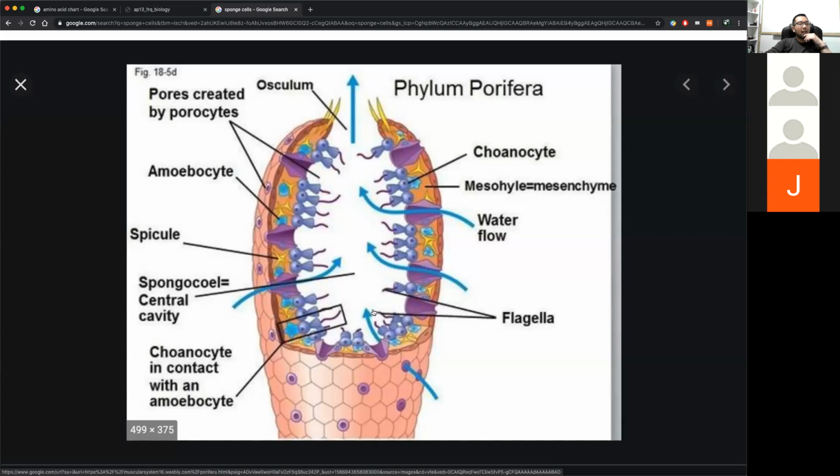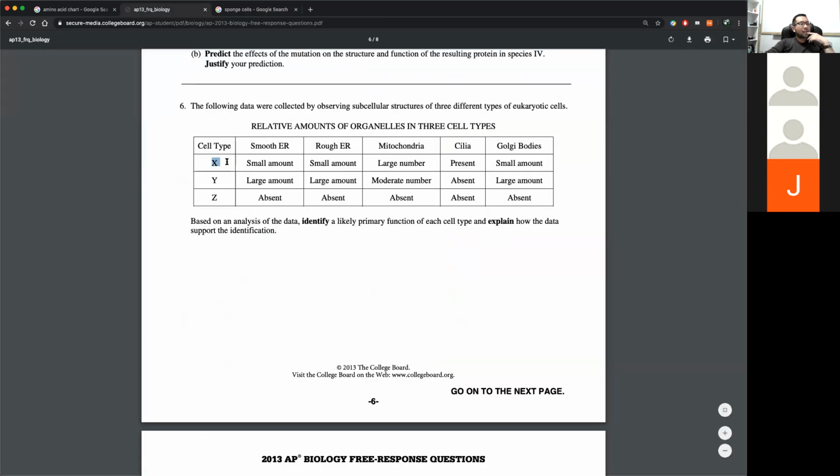But these would be involved in movement or creating some sort of circulation pattern as these flagella would flap back and forth, or actually flagella would rotate, but cilia would move back and forth. But you get the idea. So these sort of current-forming cells may be what cell type X is going to be. Okay, so you can use the data to talk about that.